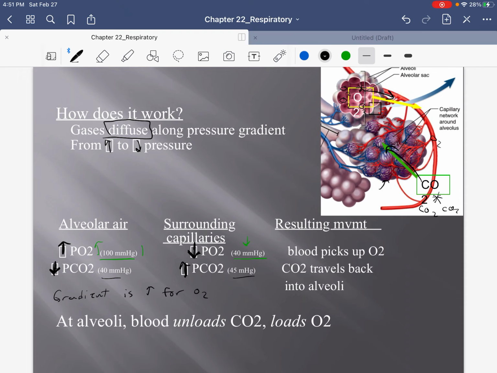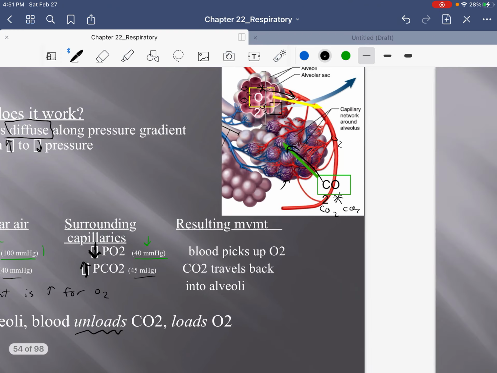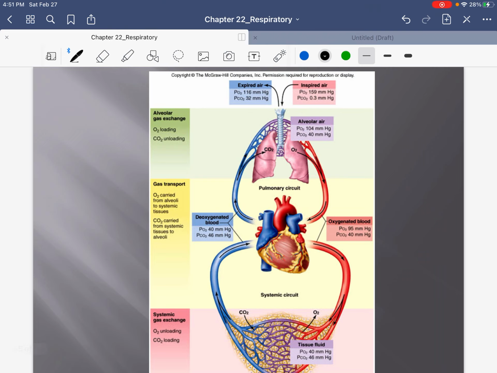Okay, you're going to see this language in the textbook and other places: at the alveoli, blood unloads CO2 and loads O2. I don't love that language because it doesn't tell me where the gas is going from and to. So I will not be using that language on any test questions, but I just wanted to point it out. It does make sense, but for first learning it, I think it's easier to say oxygen is moving from alveoli to blood, and carbon dioxide is moving from the blood to the alveoli.